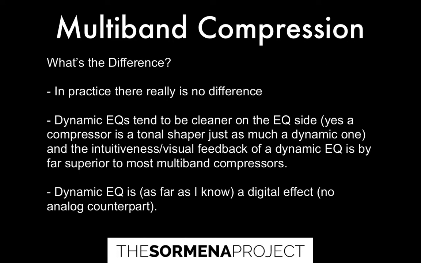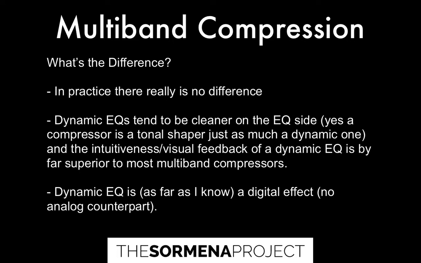So if you're a little bit more experienced and advanced and you know all the processors, you might be asking the question, what's the difference between a multiband compressor, which separates out different frequency bands and gives you a compressor for each one, and a dynamic EQ? And in practice, there really is no difference, other than a dynamic EQ can be more flexible because you can alter the shape of the bell, or alter the shape of the shelf that's being brought down.